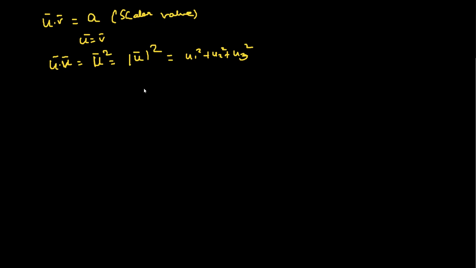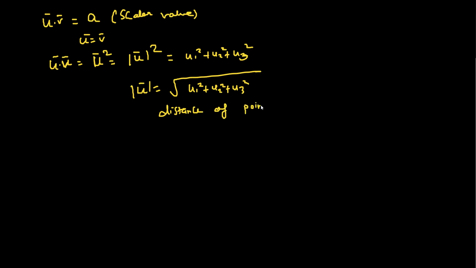Then the value is basically the distance of the point u from the origin. So this is the case if u and v are equal. Yes, this is a rule.